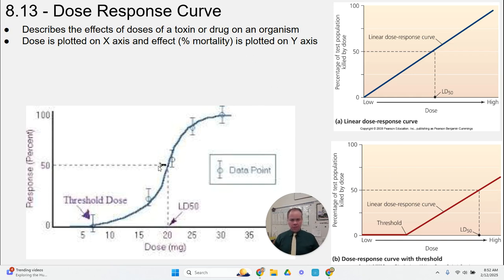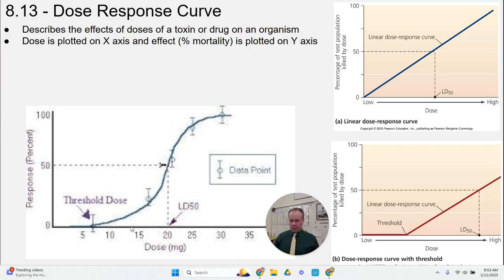And so here we can see some examples of dose-response curves. Let's look at this graph here in the lower left. This is just a generic graph. For this substance, if the dosage is between 0 and about 6 or so, there's really no response. There's no effect on the organism. As the dosage increases, the effects, often mortality, start to increase pretty rapidly and then eventually level off.